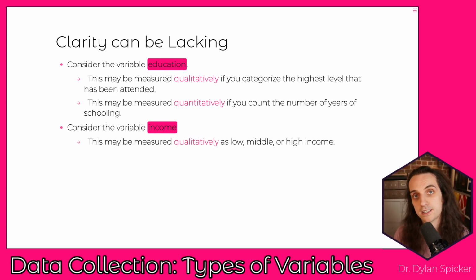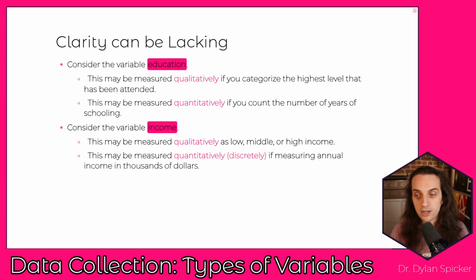So we might, for instance, list people as being low, middle, or high income. These are just groups. There's no numbers associated with them. We might have cutoff thresholds for what those numbers are, but as soon as they're placed in those groups, this is qualitative. It's just some category.